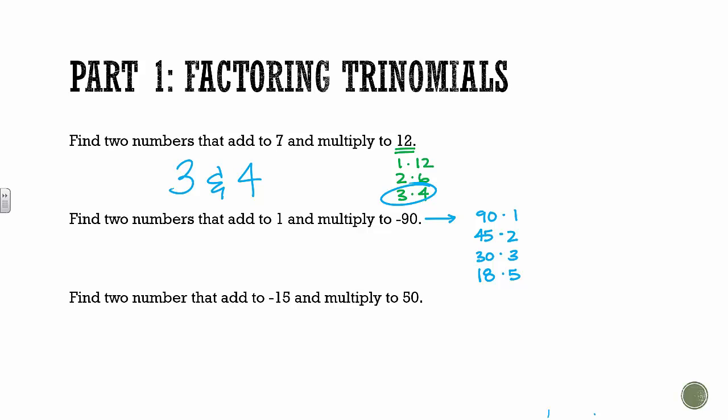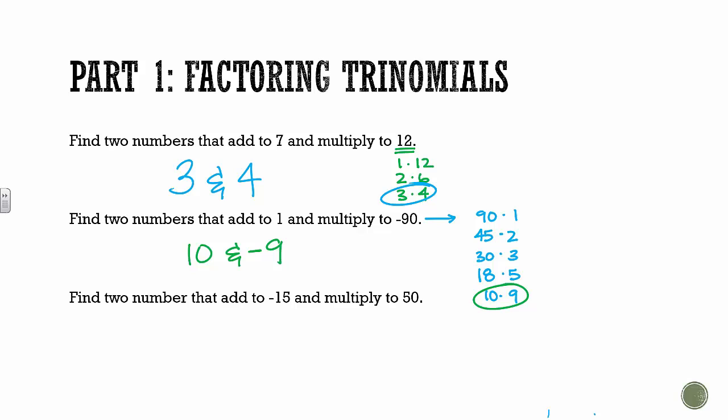7 doesn't go into it. 8 doesn't go into it, but 9 does, and it goes into it 10 times. And then that's it, because we'd be back at 10. So I want a combination of these numbers to add to +1. 90 and 1 aren't going to do it. 45 and 2 aren't. Finally, we get down to here. 10 and 9 will. And because we want them to add to +1, we want to make the 9 negative.